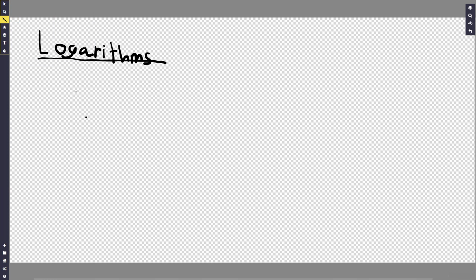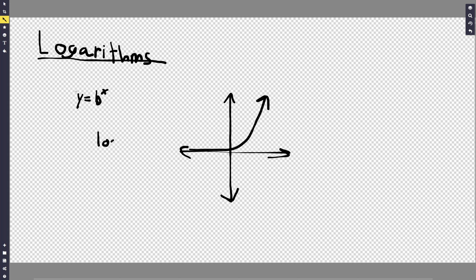Now let's talk about graphing logarithms. So let's say we have the equation y is equal to b to the power of x. This is an exponential function, and if I were to graph it like this, it may look something like that. But let's turn this into a logarithm. If we were to turn this equation into a logarithm, it says log base b of y is equal to x.